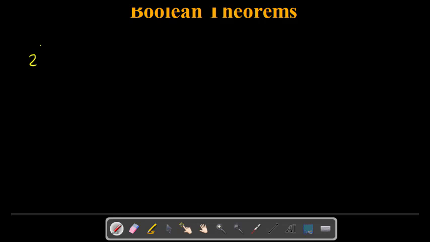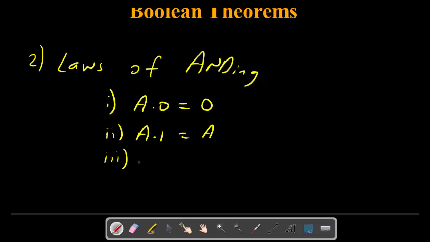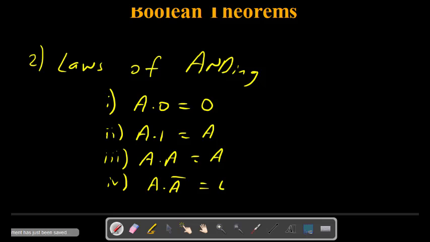Now next we see the laws of ANDing. The first one, A and 0 is always 0. Second, A and 1 is always A. Third one, A and A is always A. And the fourth one, A and A bar is always 0.